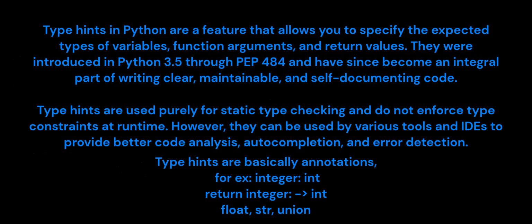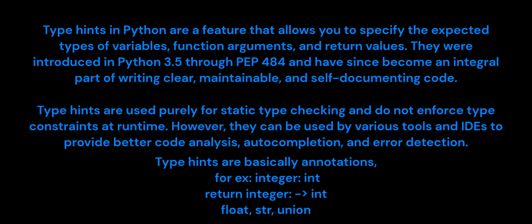Type hints in Python are a feature that allows you to specify the expected types of variables, function arguments, and return values. They were introduced in Python 3.5 through PEP 484 and have since become an integral part of writing clear, maintainable, and self-documenting code. Type hints are used purely for static type checking and do not enforce type constraints at runtime. However, they can be used by various tools and IDEs to provide better code analysis, autocompletion, and error detection.